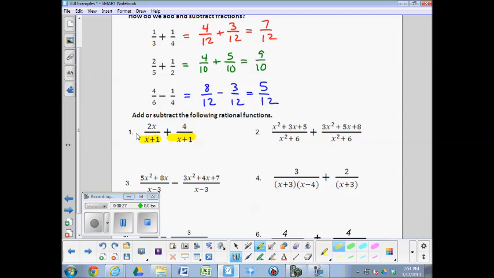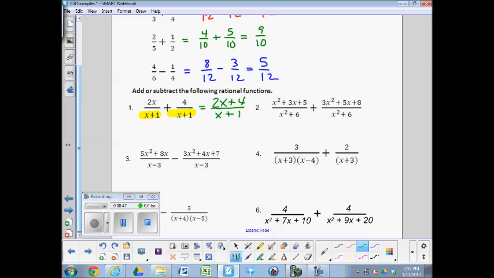In some of these problems, we already have a common denominator, such as the two denominators that are highlighted, both x plus 1. So all we need to do here is add the tops, 2x plus 4, and put it over that common denominator, x plus 1. In number 2, again, we have a common denominator already, x squared plus 6. So there's no need to find a common denominator. It already exists. Same in number 3. So all we need to do in number 2 is combine like terms in the numerator, and you'll be all set.